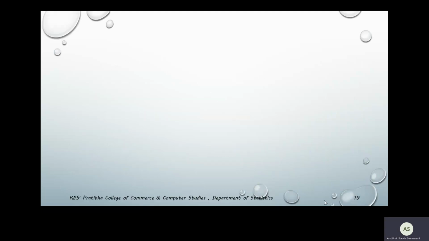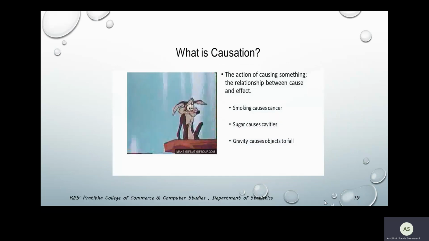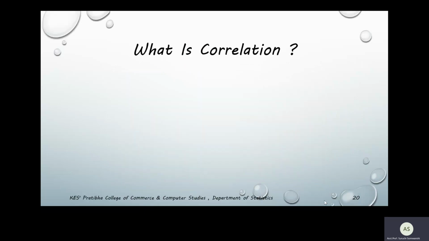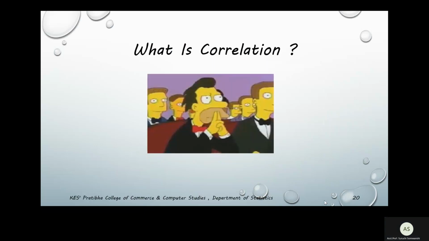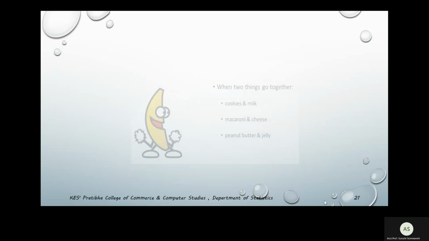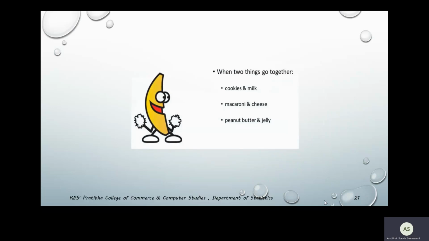Let's now move towards correlation. So what is correlation? Basically, when two things go together, we can determine some kind of relationship between them, like cookies and milk, macaroni and cheese, peanut butter and jelly, like this.